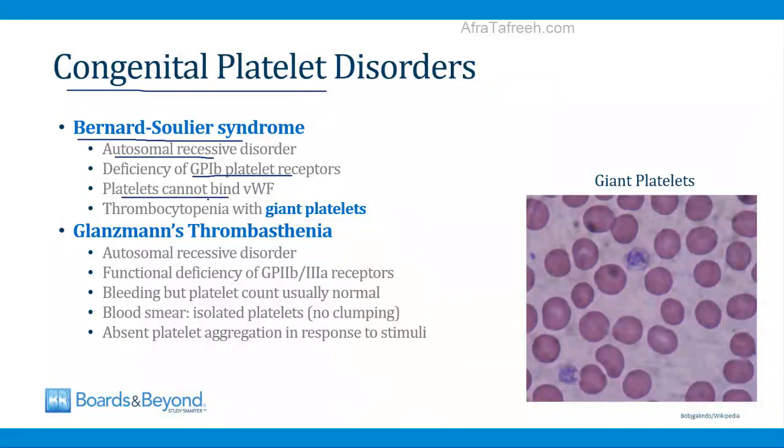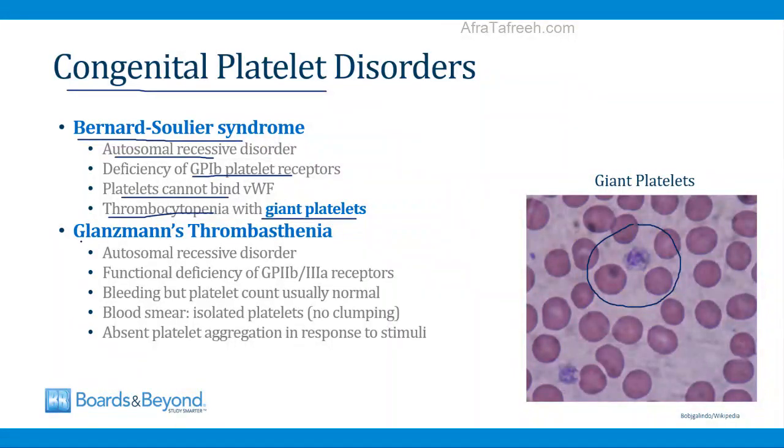This leads to platelet-type bleeding, and then on a workup, these children have thrombocytopenia, and classically they have giant platelets in their peripheral blood smear. This is a picture of a giant platelet on the slide here. There are a number of rare childhood disorders that lead to giant platelets, and Bernard-Soulier syndrome is one of them.